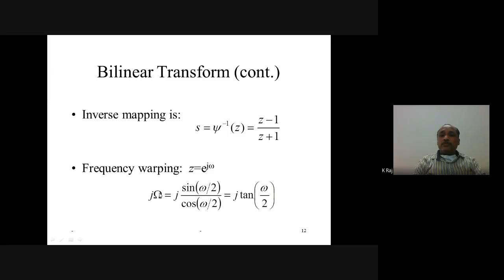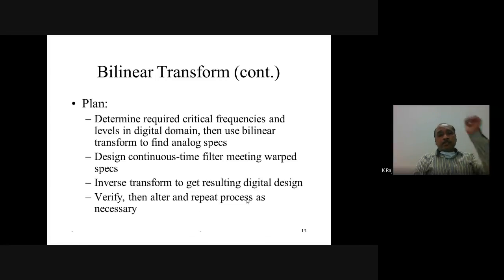Frequency warping, that is, what is the relation between the analog frequency and the digital frequency. If the small omega is the digital frequency, and the capital omega is the analog frequency, then it can be represented something like in this manner, that is, j omega is equal to j sin(omega/2) divided by cos(omega/2), and that will become here j tan(omega/2), and this is a non-linear relation here.